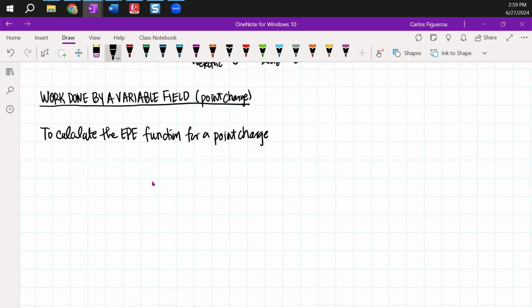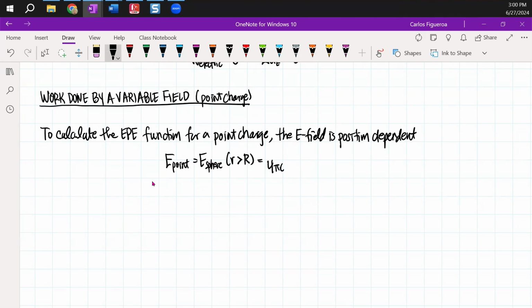And if you're outside the sphere, it acts the same. So to calculate, the electric field is position dependent, because we know that for a point charge, and remember what I said, if I talk about a sphere, I have to be outside the surface, this is then given by q divided by 4 pi epsilon r squared.